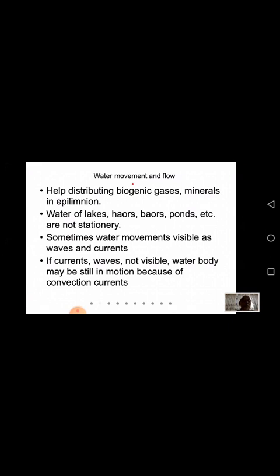For example, it helps distribute biogenic gases and minerals in the epilimnion. Water of lakes, haors, beels, ponds, etc. is not stationary. We all know that, and if we visit any of these places, we might see that the water is moving to a certain extent. Sometimes water movement is visible as waves.